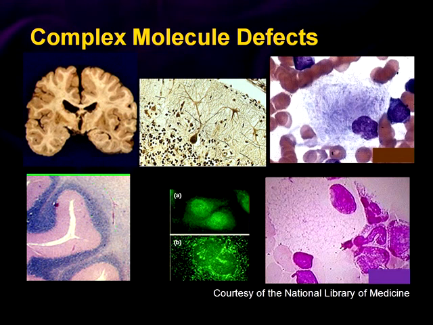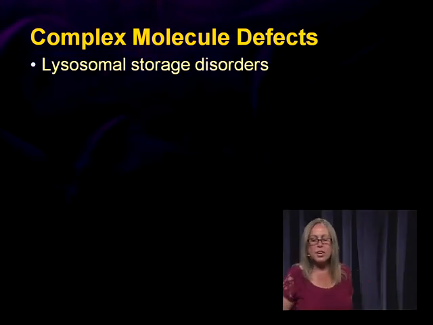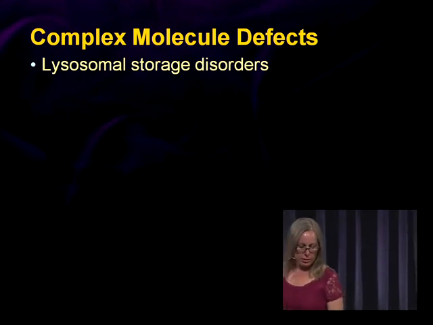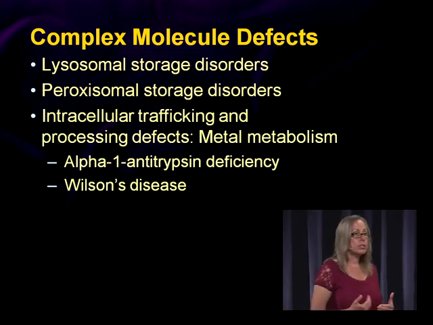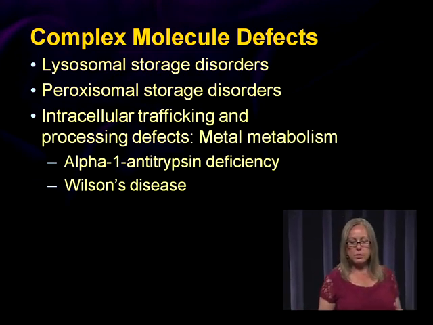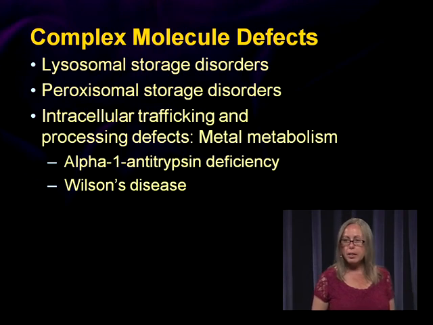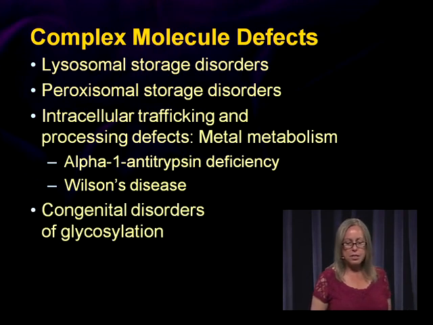Now we're to complex molecules. It's really about 2/3 of the way through. Okay, so the first two groups I lovingly call the death and dying acutely kinds of diseases. These are the kill you slowly diseases. So things that are complex molecule defects include our lysosomal storage disorders, peroxisomal storage disorders, problems of intracellular trafficking and processing defects such as metal metabolism, alpha-1 antitrypsin deficiency and Wilson's disease, and congenital disorders of glycosylation.